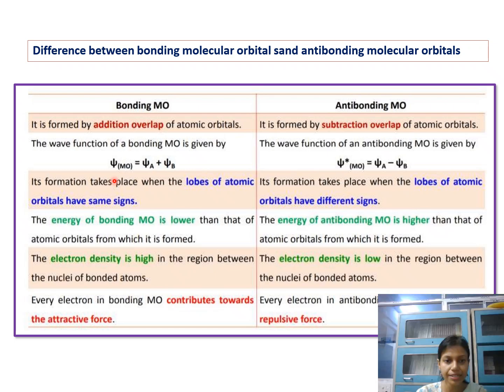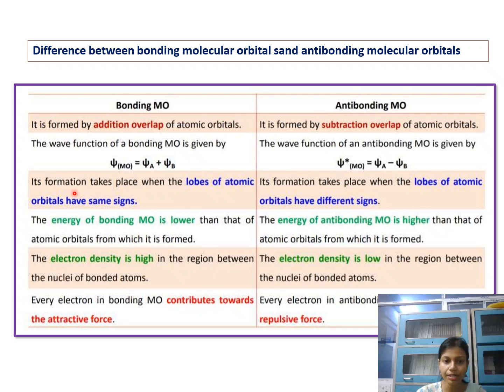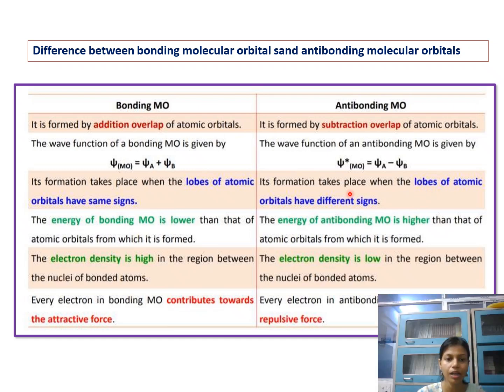And we can represent it as psi equals psi a plus psi b for bonding MO, and for antibonding it is given as psi star, psi asterisk. It is psi a minus psi b. So bonding molecular orbital will form when lobes of atomic orbitals have the same sign, and there will be a constructive overlap. And antibonding will form when lobes of the atomic orbitals have different signs and they have destructive overlap.